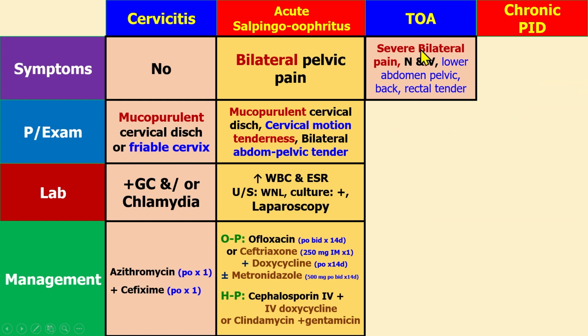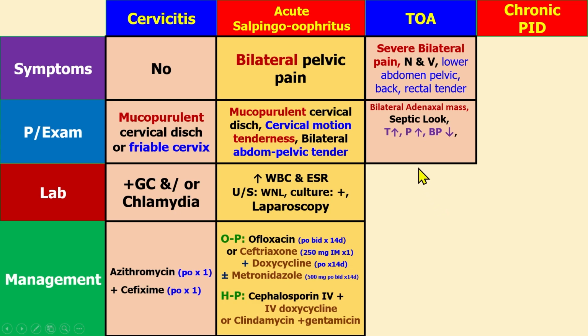For the tubo-ovarian abscess, you see severe bilateral pain, nausea, vomiting, and lower abdominal, pelvic, and back pain, and you usually see rectal tenderness. The pain is severe compared to acute PID. In the pelvic examination, you see bilateral adnexal masses and the septic look of the patient. If you see their face and eyes, it's septic. There is increased temperature, but the blood pressure is low.